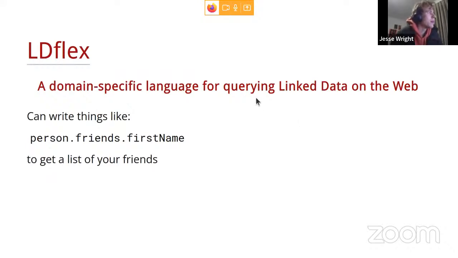Firstly, I'm aware that some people here might not have heard of LDflex before. This is something that's also come out of the Ghent research group. And it's essentially a data abstraction for dealing with SPARQL queries when you're doing development. So specifically, it's a domain-specific language in JavaScript that allows you to query linked data. And it means that you can write JSON-like syntax to execute SPARQL queries under the hood. In this case, it's giving you the names of all your friends.